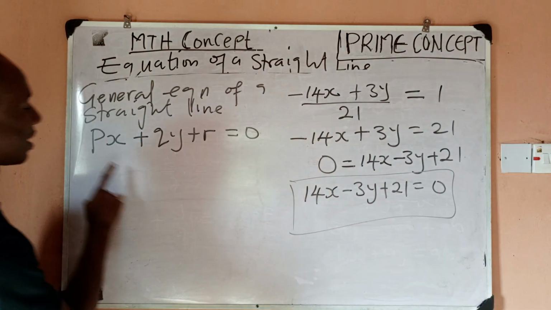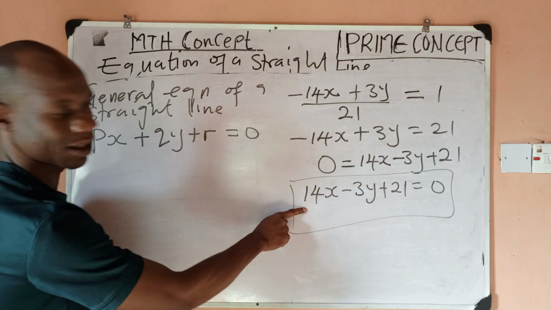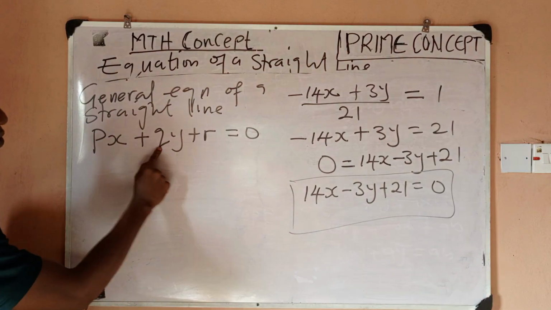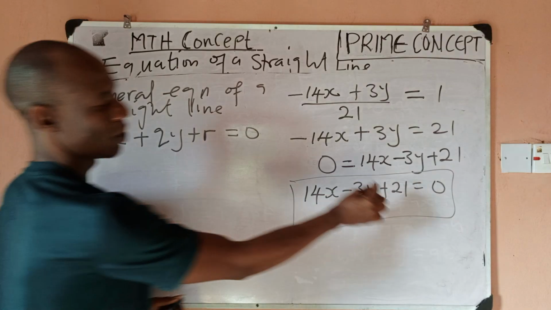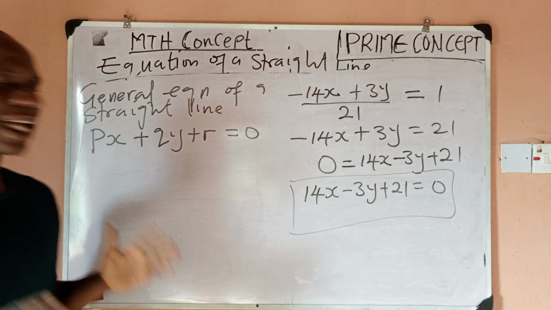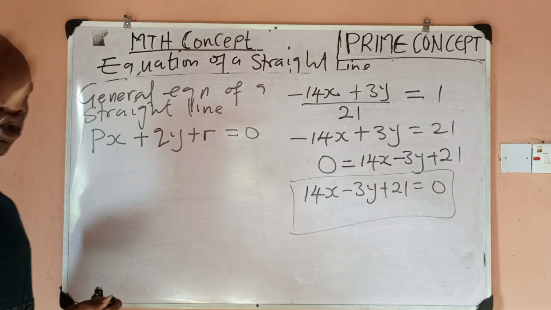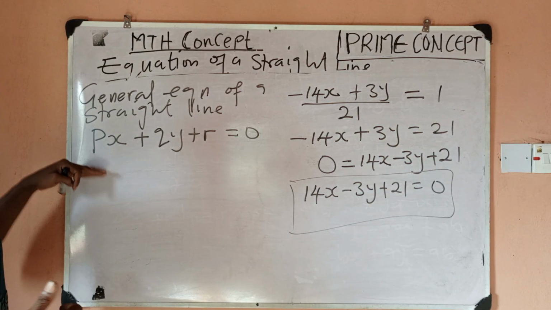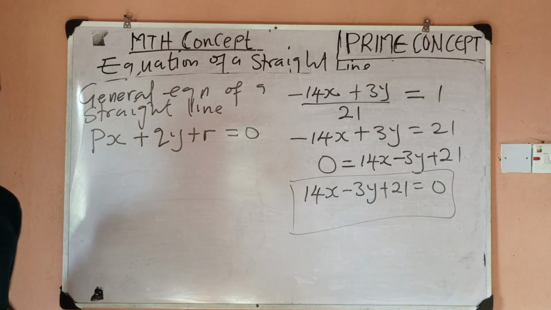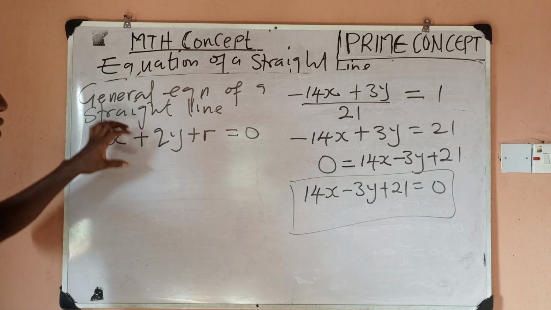So when you compare this to this, you can quickly see that p in this case is 14. q in this place is minus 3. And then r in this place is 21. So they can give you two equations and ask you to find the values of the constants in another equation. So what is the deal you should know about this?